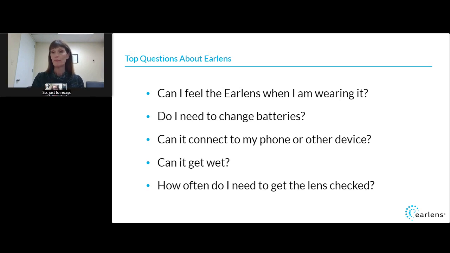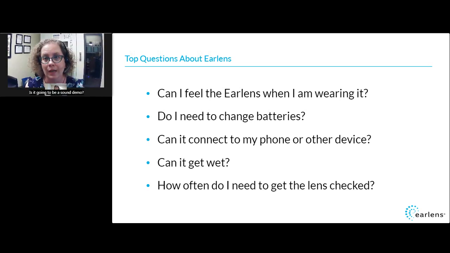So just to recap, like I said earlier, the visit is going to be a sound demo. When you come in, I'm going to quickly screen your hearing thresholds at 250 hertz to 8,000 hertz, and then we're going to do a sound comparison demo with the Earlens versus your hearing aid using the Earlens comparator. Your visit will last about 30 to 45 minutes.